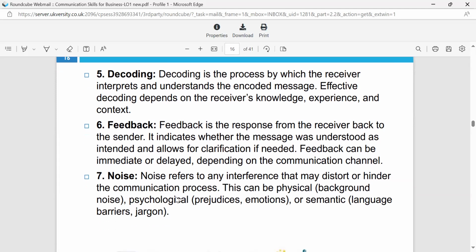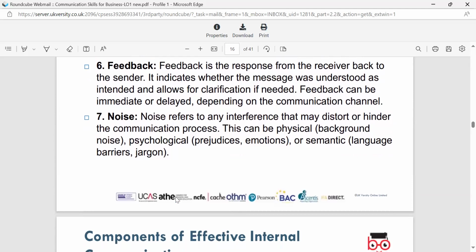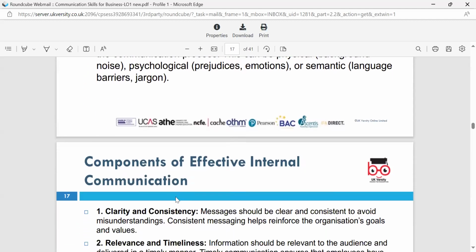And number 7 is noise. Noise refers to the interference that may distort or hinder the communication process. This can be physical, maybe background noise. It could be prejudice, emotions, or semantic issues. So language barriers, or jargon used that may not be understood, or may need clarification.